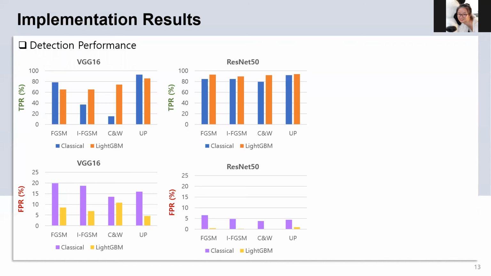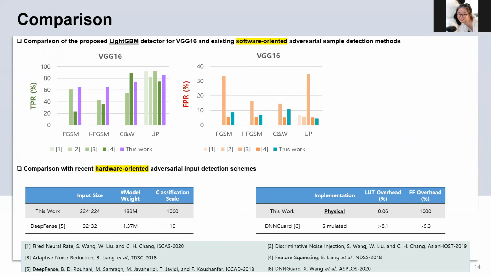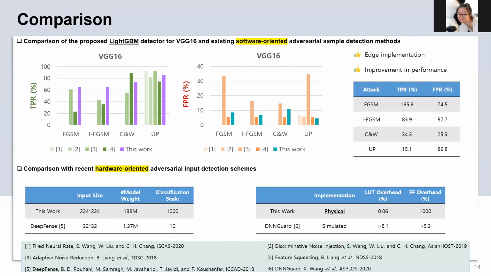Here shows the detection performance. We can see that lightGBM generally performs better than classical decision tree, and the method is more effective for deeper networks. And among all the attacks, it is more effective against universal perturbation attack. Compared with existing software-oriented methods, our work has achieved the edge implementation, of course, and such substantial improvement in performance. Compared with the hardware-oriented schemes, our work has solved the scalability issue and implemented on a physical DNN accelerator with much lower overheads.